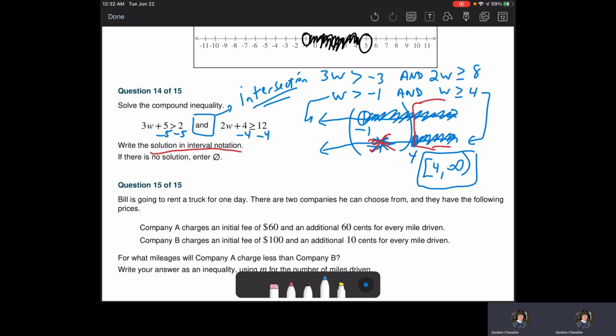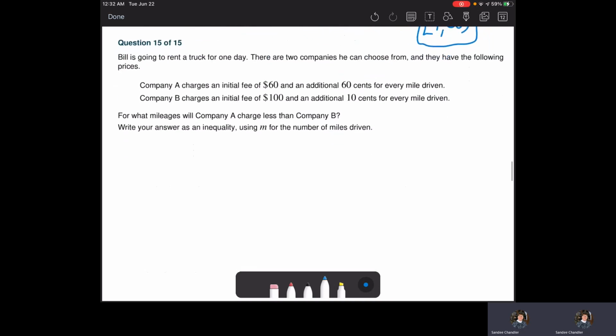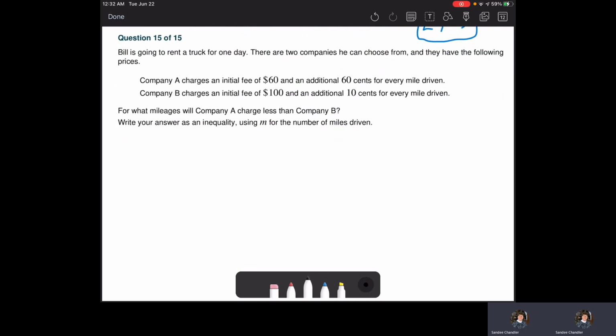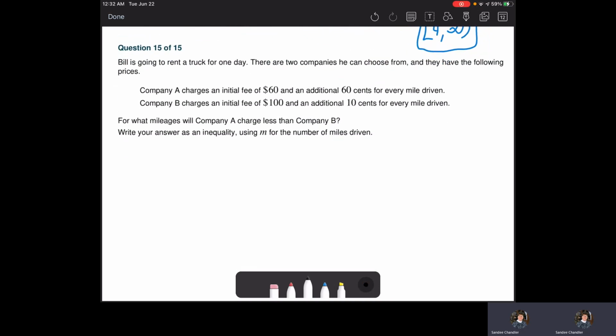All right, those same side ones can be exciting. So, what's all this for? Well, hello, we got a word problem. Bill is going to rent a truck for 1 day. So we don't got to worry about multiple days. He has 2 companies he can choose from. They have the following prices.